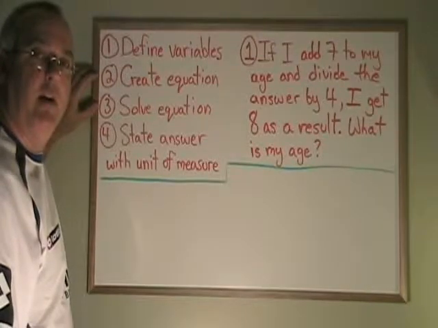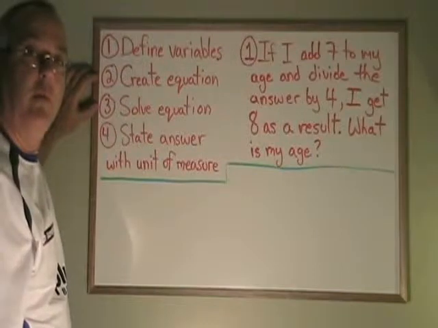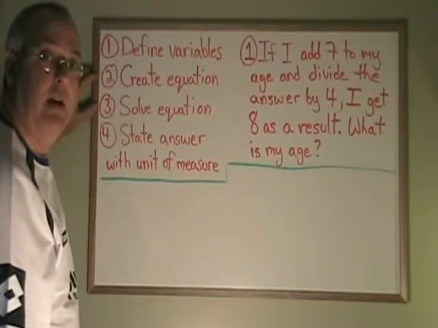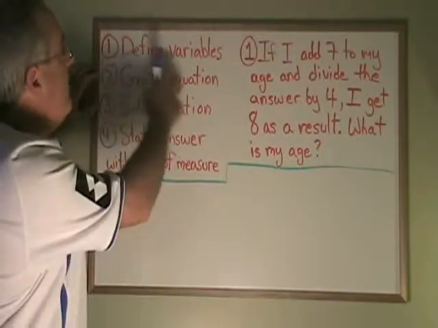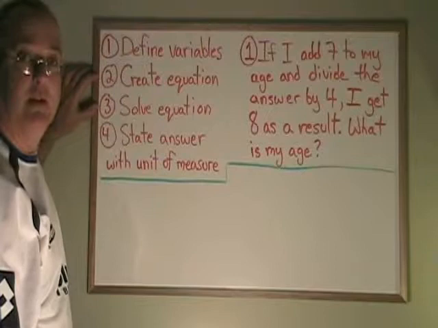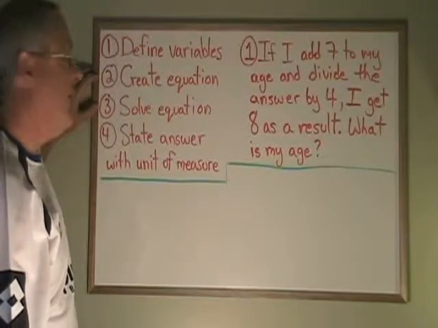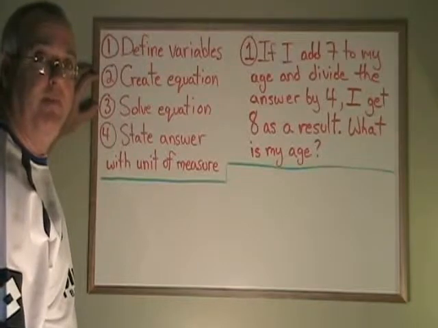When we are given an algebra word problem, there is a series of steps that we should do if we want to be able to get the right answer and get full marks for showing our work. Step 1, define the variables. Step 2, create the equation. Step 3, solve the equation. And step 4, state the answer applying the appropriate unit of measure.